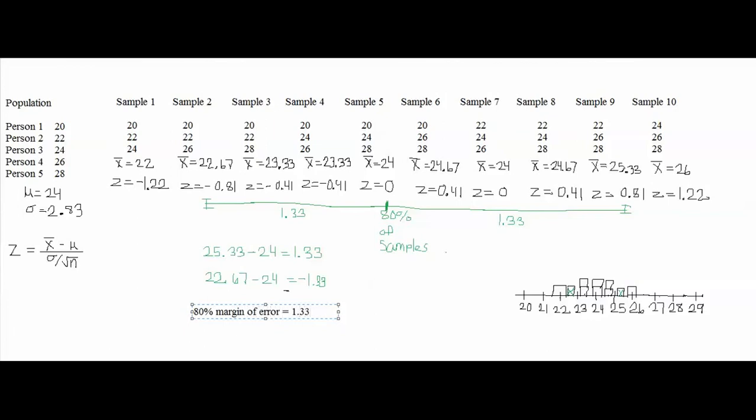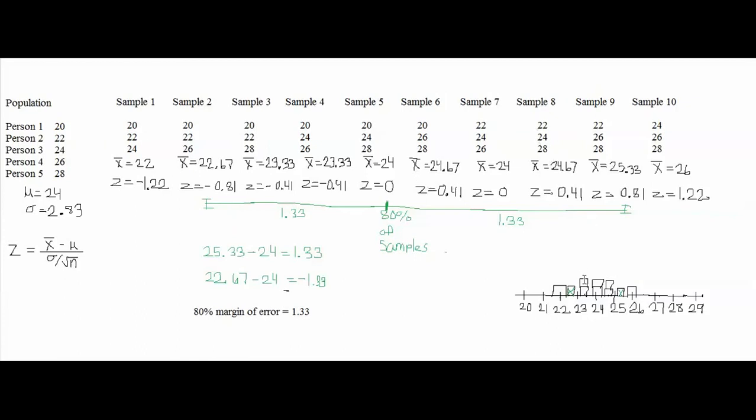So the 80% margin of error is just the distance from the boundary points of the middle 80% to the population mean at the center. Now, what if we wanted to find the 60% margin of error? Well, before we can find the 60% margin of error, we have to start by thinking about what are the middle 60% of the possible samples?